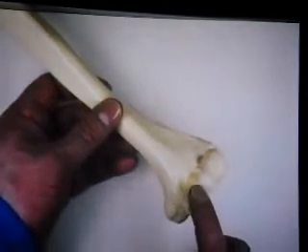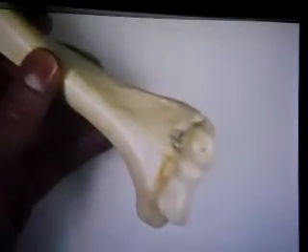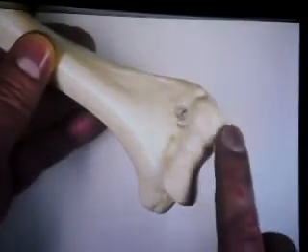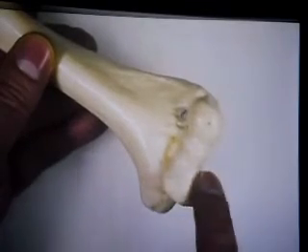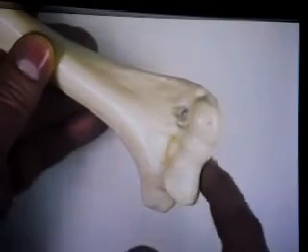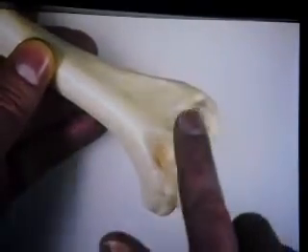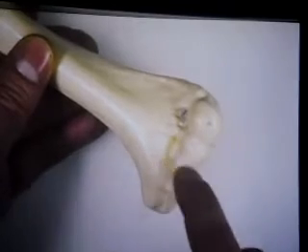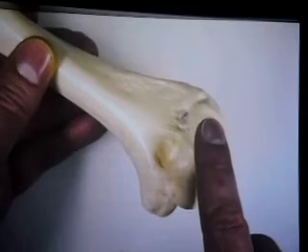Now, in this area here, and I'm going to zoom in a little bit on this, you're seeing a couple of kind of smooth structures here. This larger one here is called the trochlea. So this one right here is called the trochlea. And this more kind of rounded one is called the capitulum. So this is the area where our ulna attaches, and this is the area where our radius is going to attach.